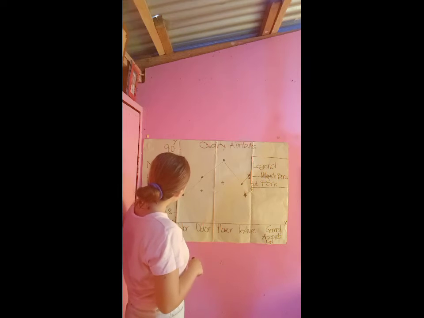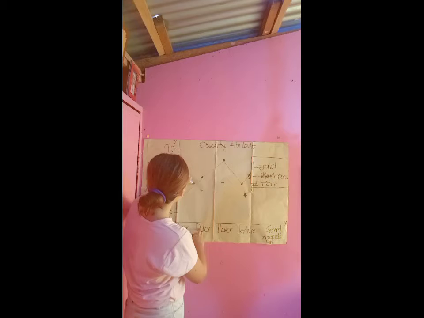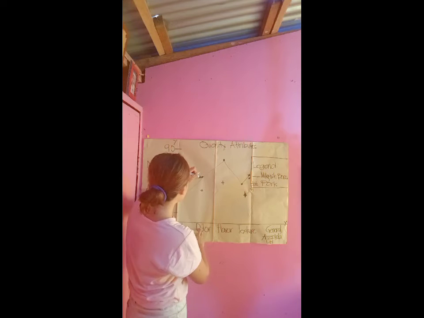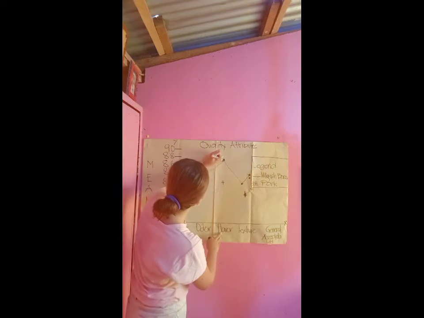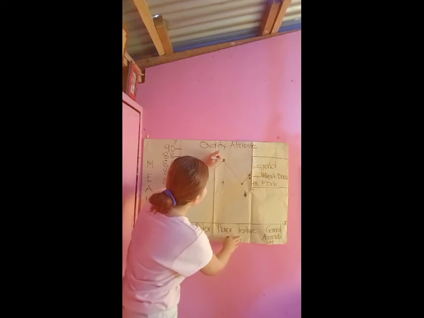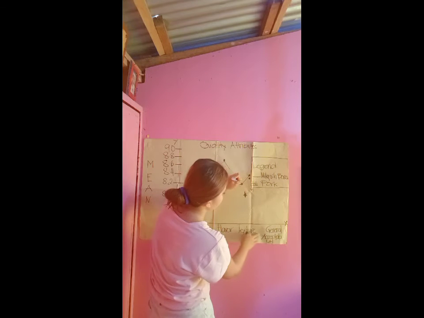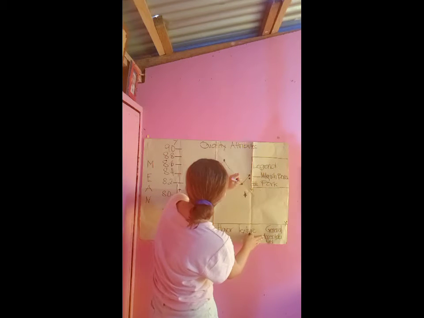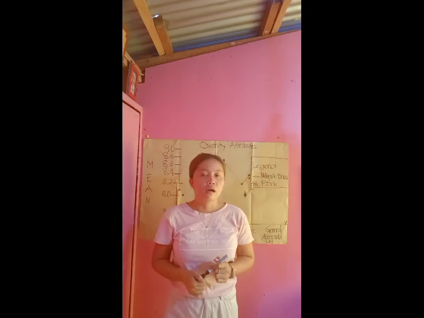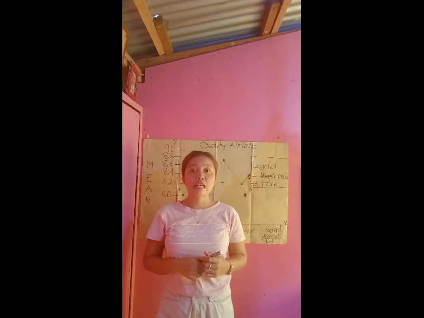The color is 8.0. Then next is the odor, 8.3. The third is flavor, 8.7. And the fourth, texture, 8.2. And the last is general acceptability, 8.3. Next is pork luncheon meat.